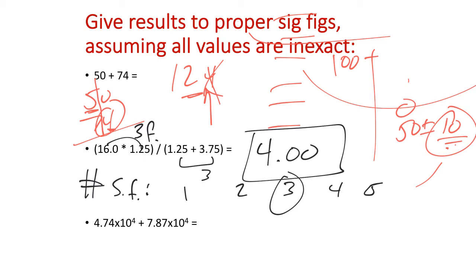If you're doing 1/2 mv squared, the half isn't subject in that equation to sig fig rules. So the half isn't one sig fig. You know what I mean? Because it's an exact part of the equation.